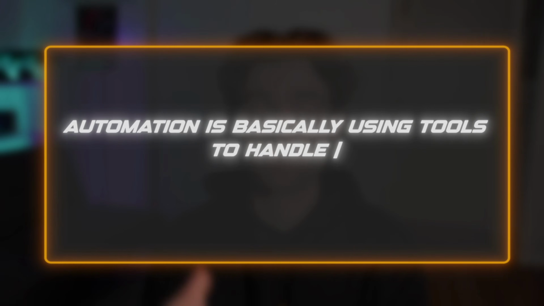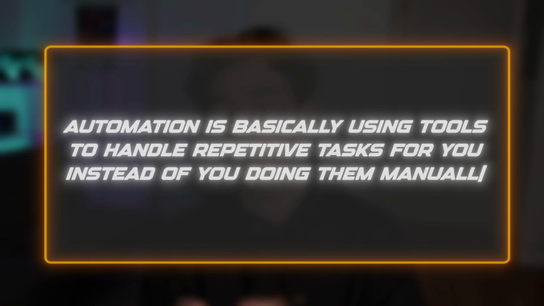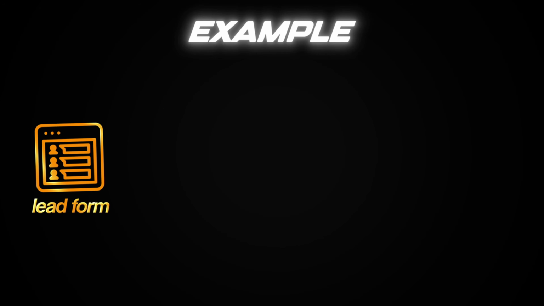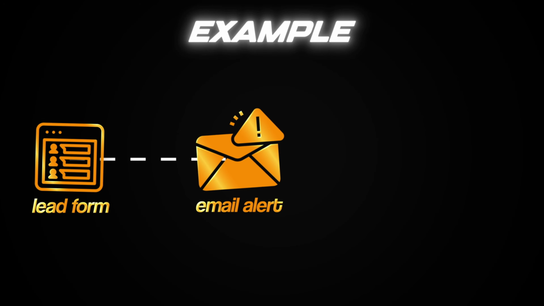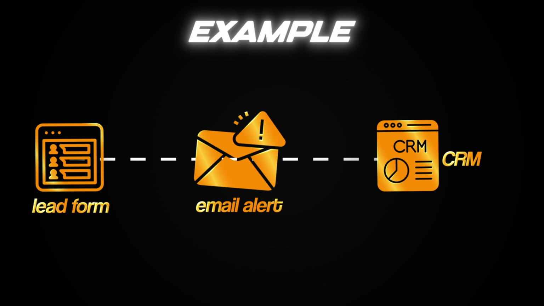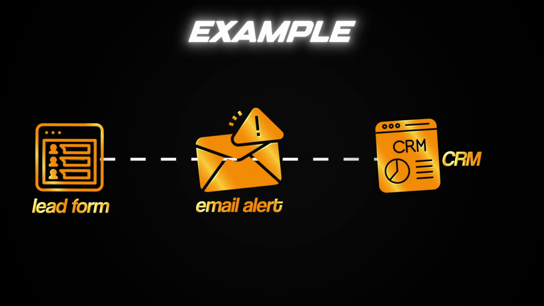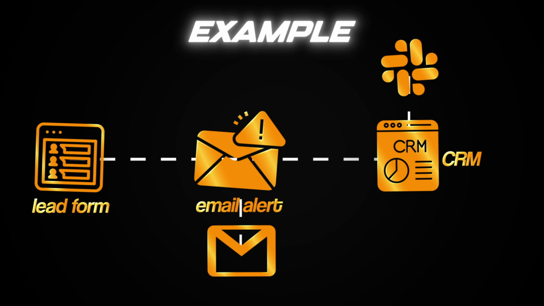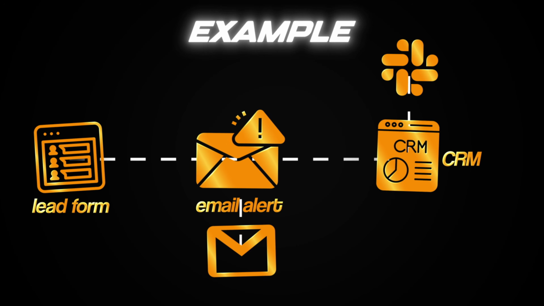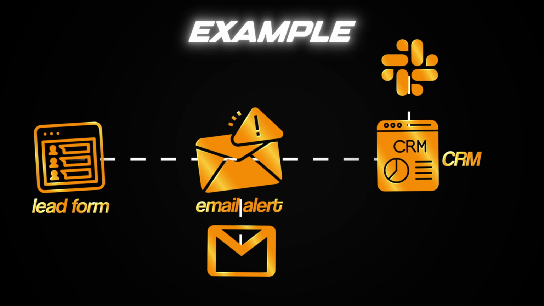So before we dive into any workflows, let's actually understand what is automation. At its core, automation is basically using tools to handle repetitive tasks for you instead of you doing them manually. A really simple example is if you have a lead form on your website, someone fills out that lead form, and then you would probably get an email alert, and then you would log in to your CRM, add the info manually, and then maybe you'd message your team on Slack. Maybe you'd forward the email to someone saying, hey guys, we got a new lead, make sure to log it in, and let's reach out to them.